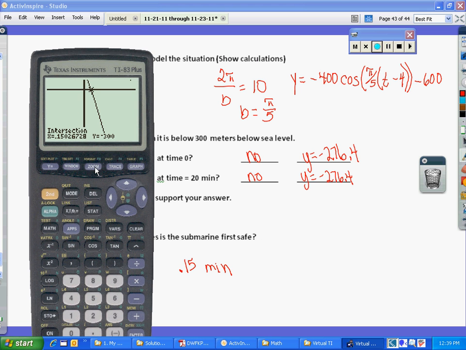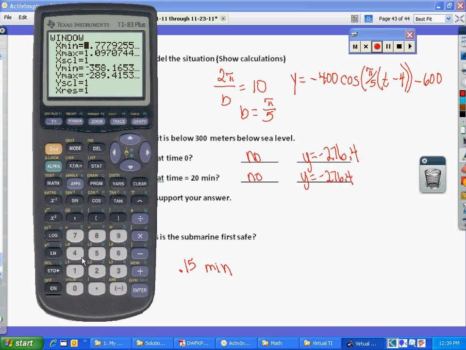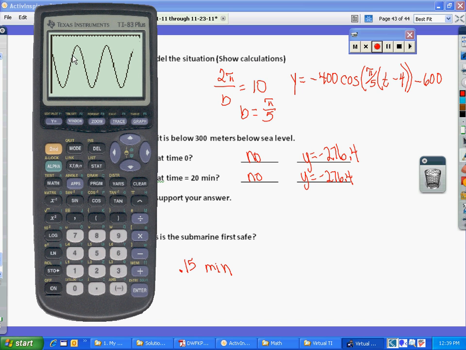So let's zoom back out. Let's adjust our window again to our original settings, which our x min was at 0, our x max was at 30, our y min is what it was at negative 1100, and my y max was at 0. And then I hit graph again. I already found that first intersection point over here, and now I'm going to need to find this point here.